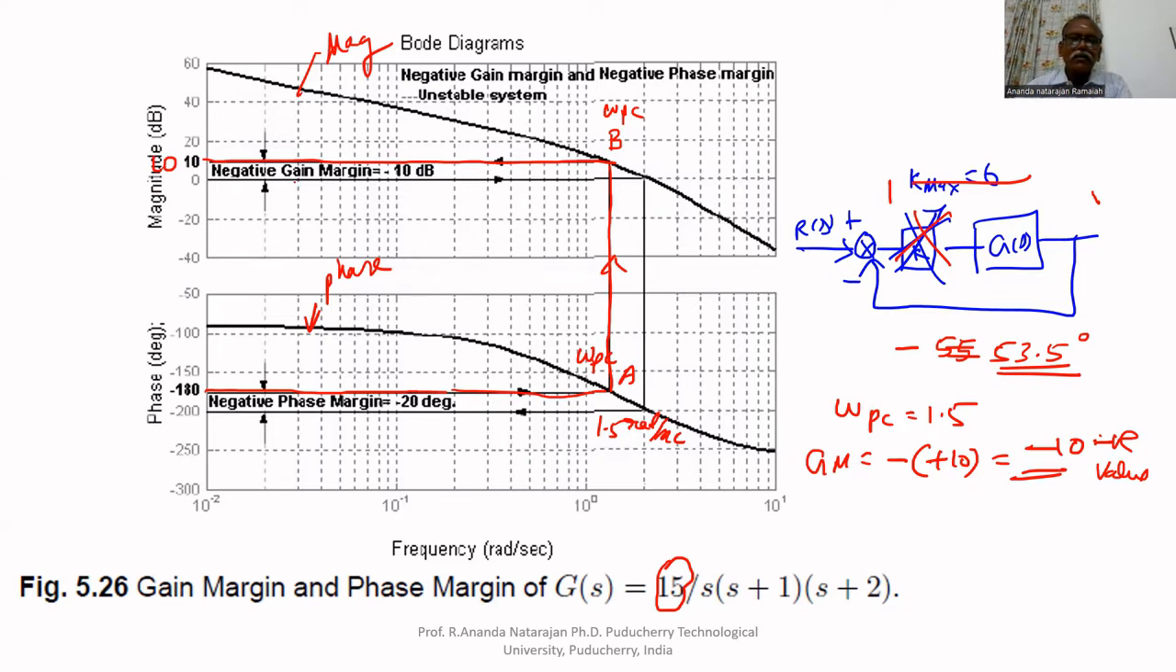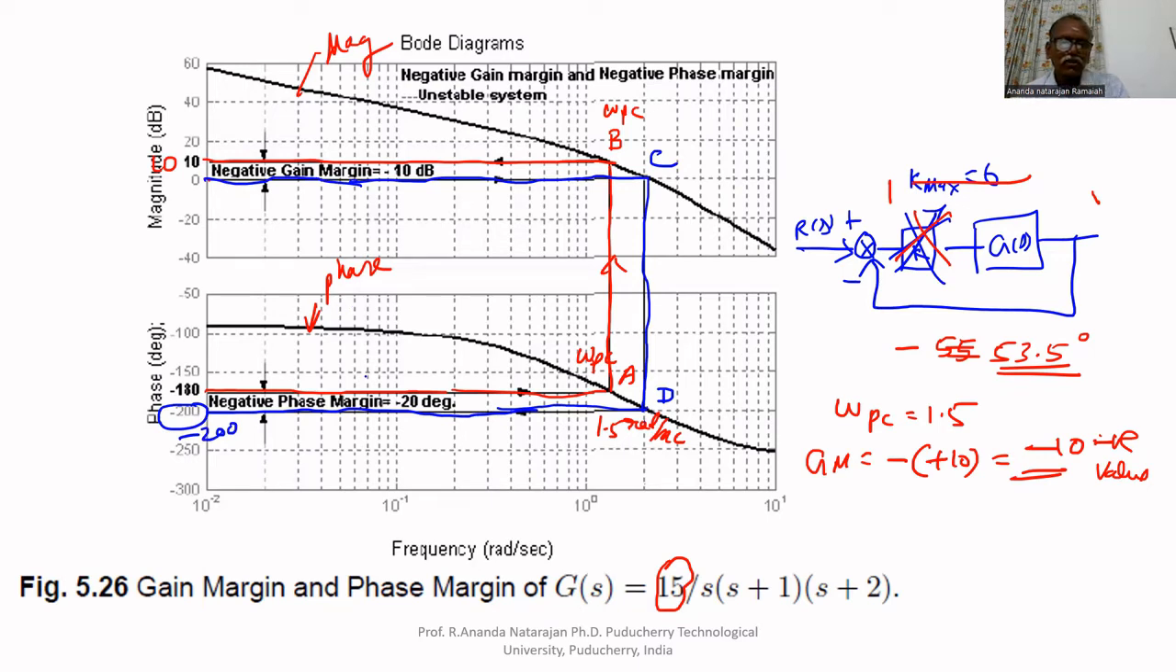Let us find the phase margin. At 0 dB, draw a horizontal line. It cuts the magnitude plot at C. Draw a vertical line at C. It meets the phase plot at D. Draw a horizontal line again at D. This gives minus 200 degree.